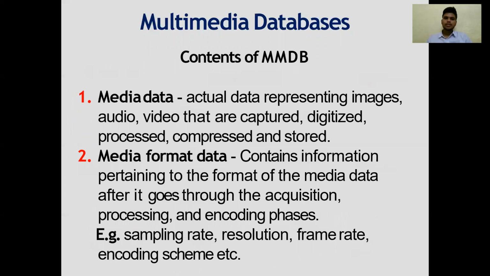So, the contents of the multimedia database. First one, multimedia data: the actual data representing images, audio, video that are captured, digitalized, processed, compressed, and stored. Next one is multimedia format data. It contains information pertaining to the format of data after it goes through acquisition, processing, and encoding phases. Examples like sampling rate, resolution, frame rate, encoding schema, etc. come into this media format data.